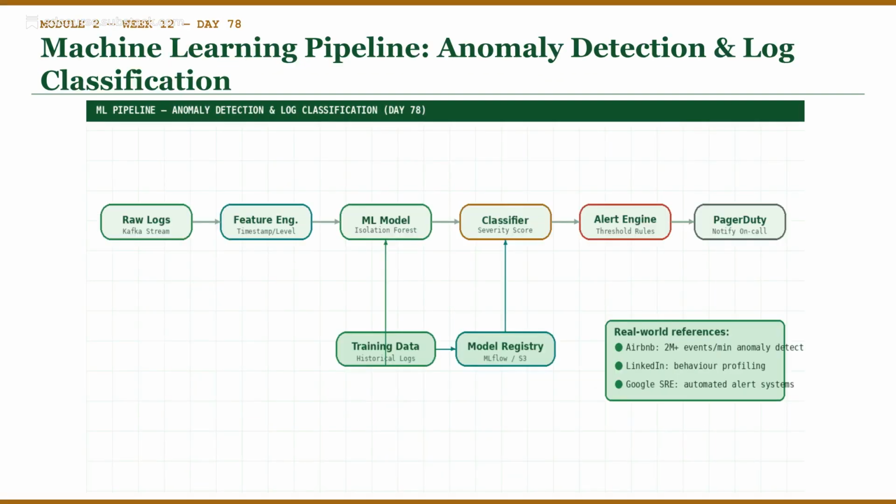In Module 2, Day 78, we build a machine learning pipeline for anomaly detection and log classification. This pipeline takes raw Kafka logs, performs feature engineering, uses an ML model classifier, and feeds into an alert engine, similar to systems used by Airbnb and LinkedIn.